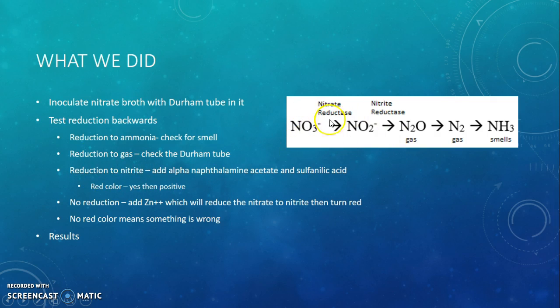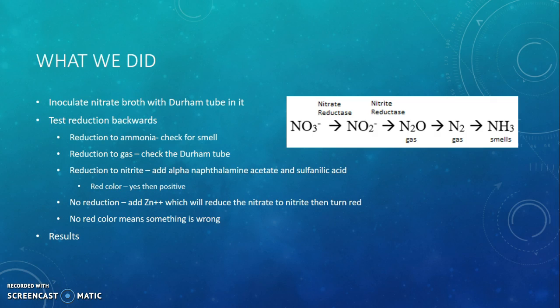So it's nitrate going to nitrite. You're going to test for that. And what you do is you're going to add alpha-naphthylamine acetate and sulfanilic acid. All right, and so these two are reagents that will react with nitrite, and if there is nitrite in there, then you're going to have a red color being produced. All right, if it did not reduce down to nitrite, then it's just going to stay this not red color. All right, I forgot what color it was.